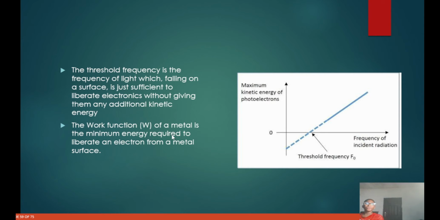The work function W of a metal is the minimum energy required to liberate an electron from a metal surface. Have you seen the difference? Threshold frequency is the frequency of light which, falling on a surface, is just sufficient to liberate electrons without giving them any additional kinetic energy, while the work function of a metal is the minimum energy required to just liberate the electron from the metal surface.